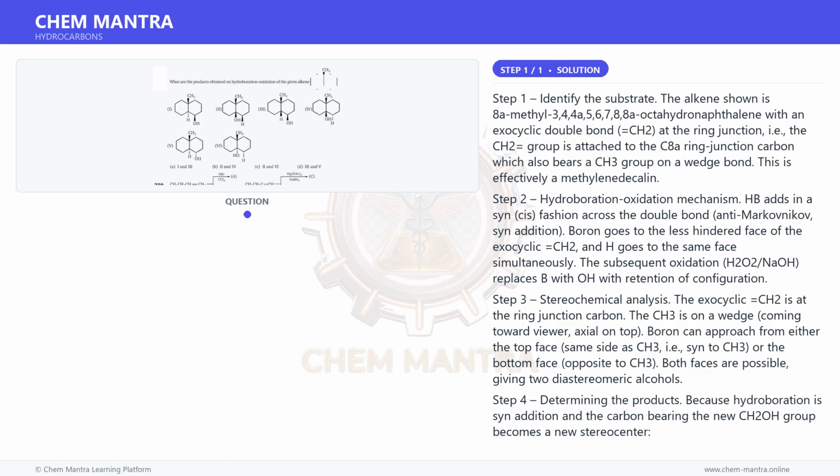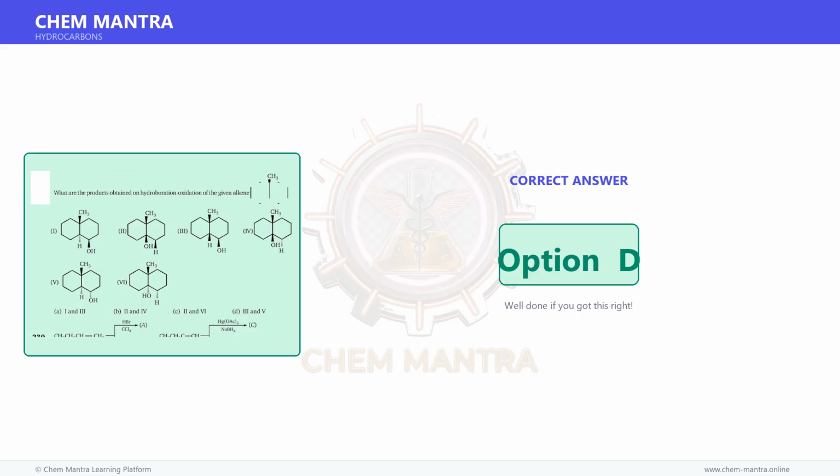Step 6. Conclusion. The two products of hydroboration-oxidation are 3 and 5, representing syn addition of OH and H to the two faces of the exocyclic double bond. Therefore, the correct answer is option D.